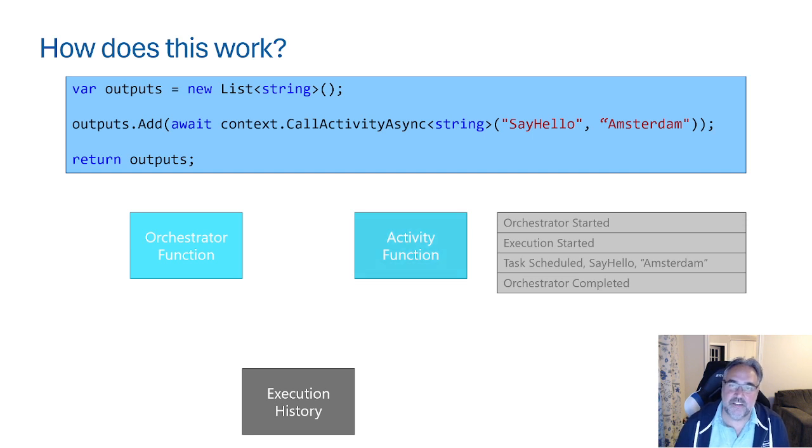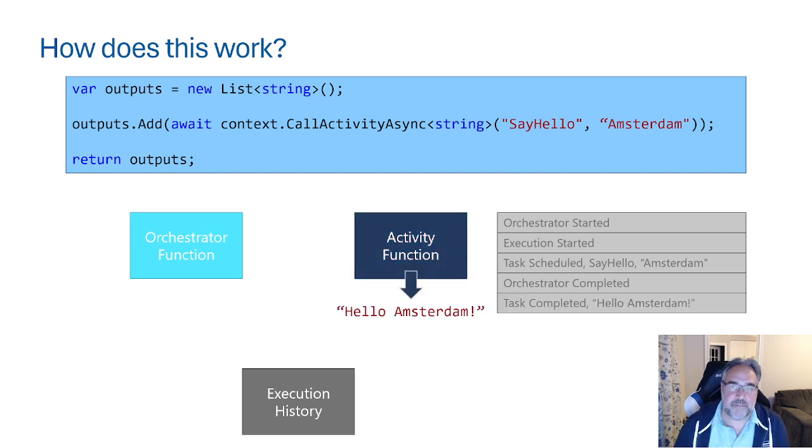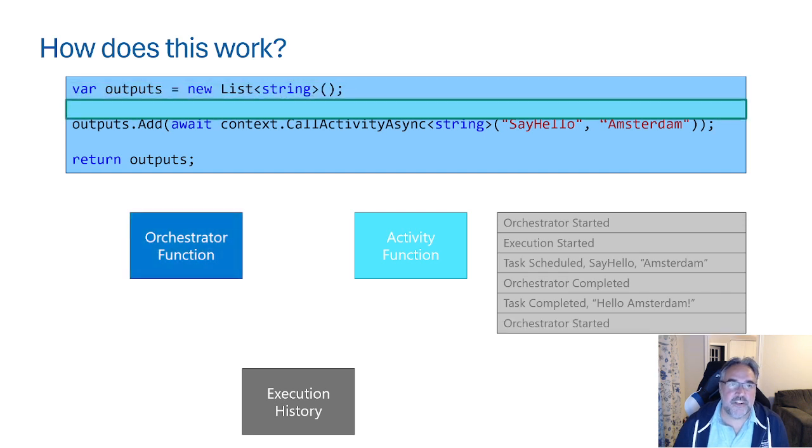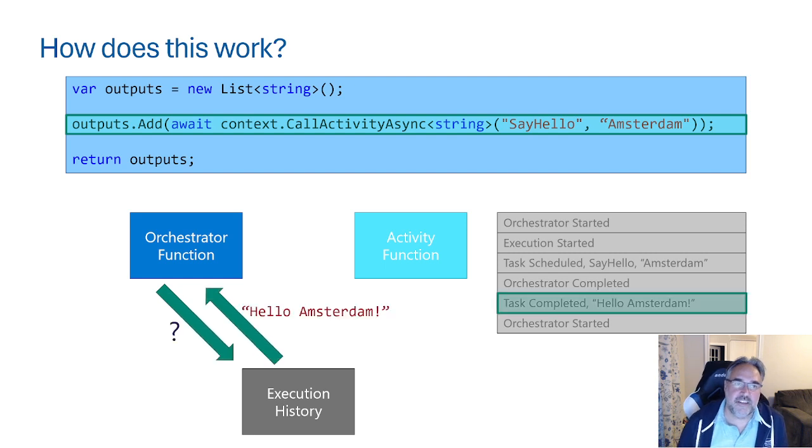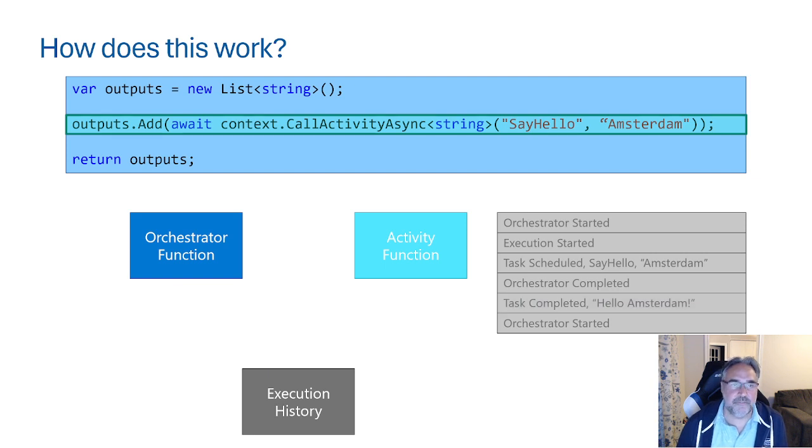The activity is going to run. Now it's going to print out hello Amsterdam. And now the activity function is done. It's going to return back its output. The orchestrator is now going to wake up. So you're not paying for both. They're not both running simultaneously. Only one is ever running. The orchestrator is going to wake up and run the next code again. It's going to say, have I run this? It's going to say yes. The result was Hello Amsterdam.